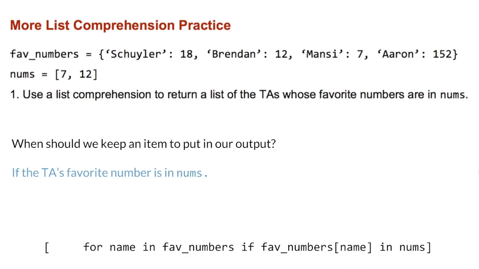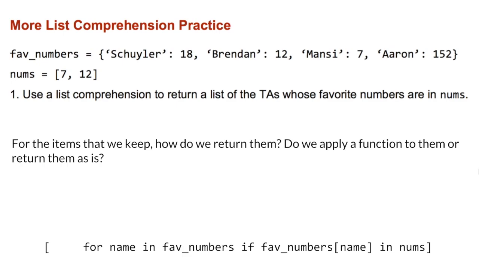Now the last question to ask yourselves is for the items that we keep. In other words, for the names that made it through this if statement, how do we include them in our list? Do we apply a function to them or do we return them as is? So here we're iterating over all of the names in fave numbers. And once we get the name, we kind of just want to return it back. We don't need to apply a special function to the name.